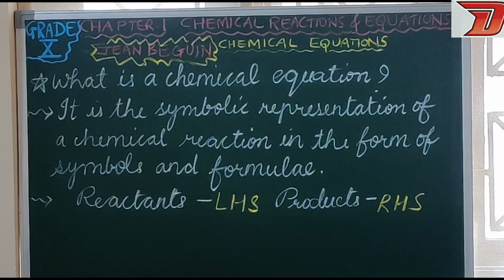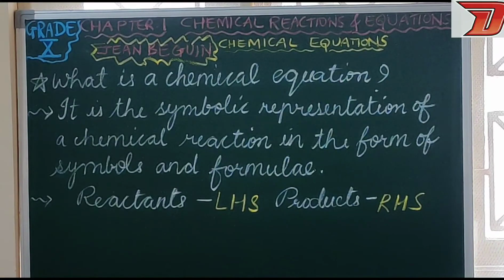As you all can see on the board, what is a chemical equation? It is the symbolic representation of a chemical reaction in the form of symbols and formulas. As I said before also, you have already done symbols and formulas of the elements in grade 9. आपने already grade 9 में formulas और symbols के बारे में पढ़ लिया है, right? In the third chapter, atoms and molecules.